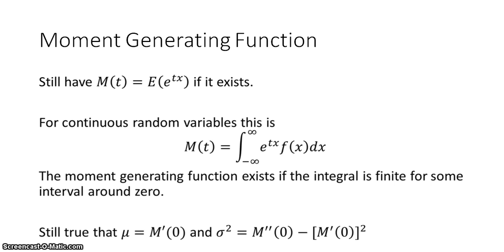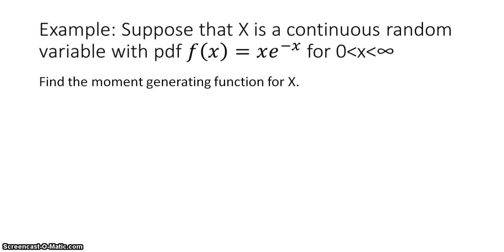We'll take a look at one more example. Suppose that x is a continuous random variable with PDF f of x is equal to x times e to the minus x for all values of x from 0 to positive infinity. We want to find the moment generating function for x.